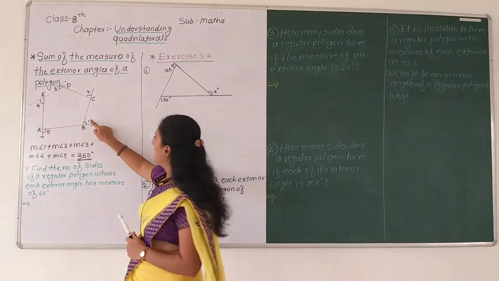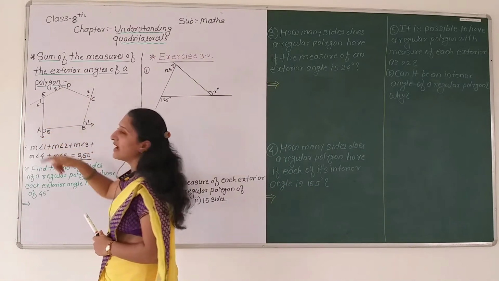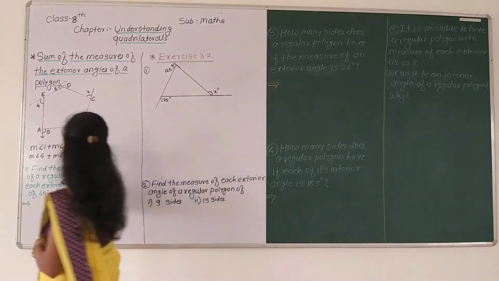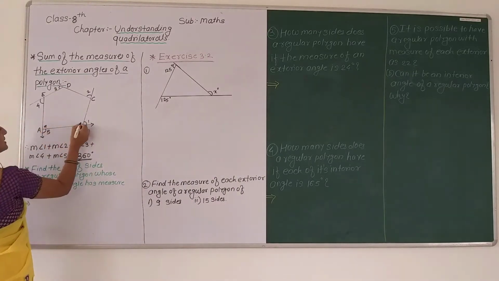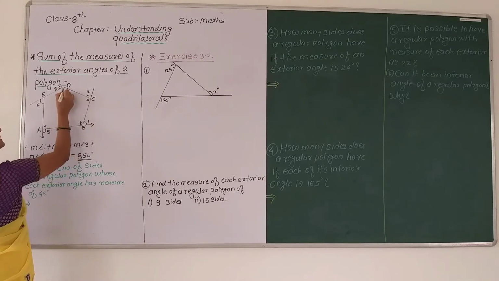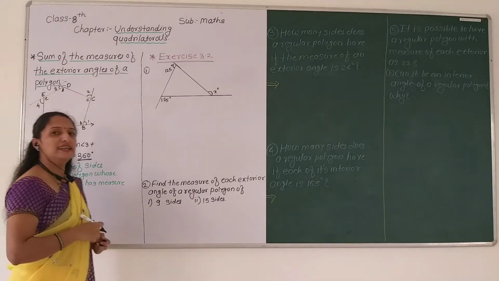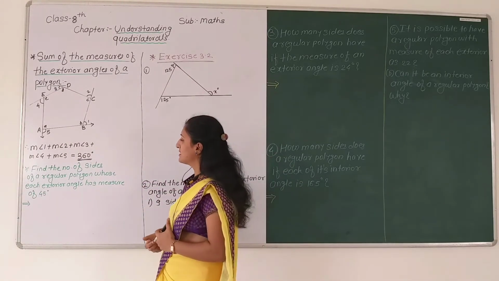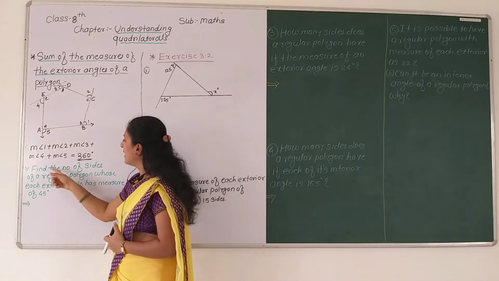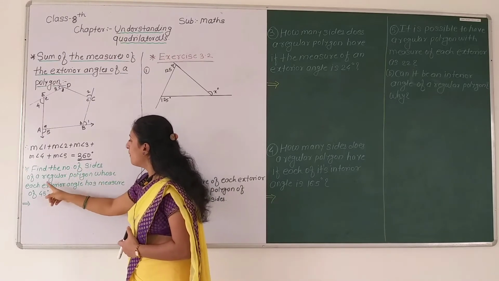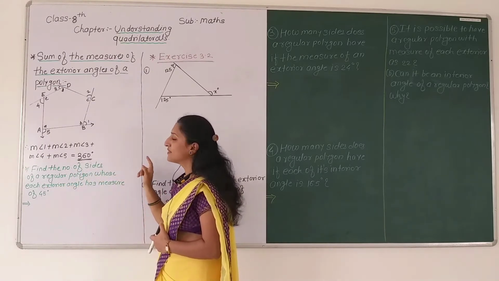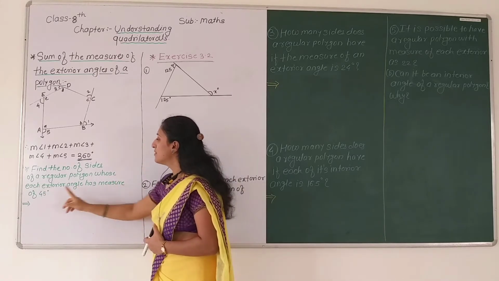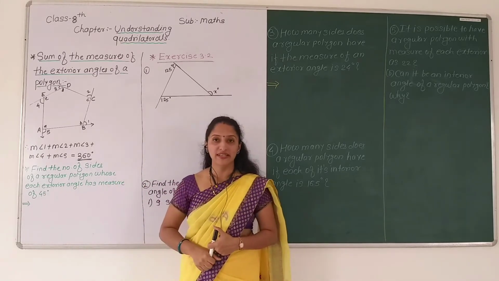Okay, so using this concept, we are going to solve some examples related to interior angles and exterior angles. Here the angles 1, 2, 3, 4, 5 are called as exterior angles and the small a, small b, c, d, e are called as interior angles of the polygon. Okay. So let us look here. First example, find the number of sides of a regular polygon whose each exterior angle has measure of 45 degree.